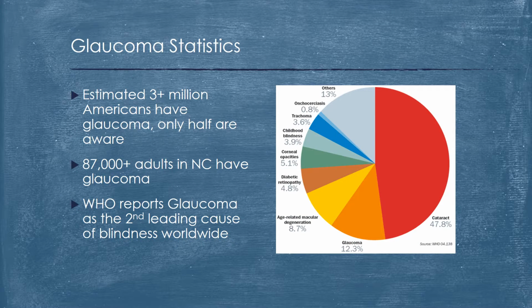According to the data of population-based surveys, 1 out of every 40 adults, age 40 and above, have glaucoma accompanied by the loss of vision. That means that there's an estimated 60 million around the world affected by glaucoma. Out of the estimated 3 million Americans, only 1.5 million of those are aware of this condition. Here at home in North Carolina, we have more than 87,000 people affected by glaucoma. With cataracts being the first cause of blindness, glaucoma comes in at second.